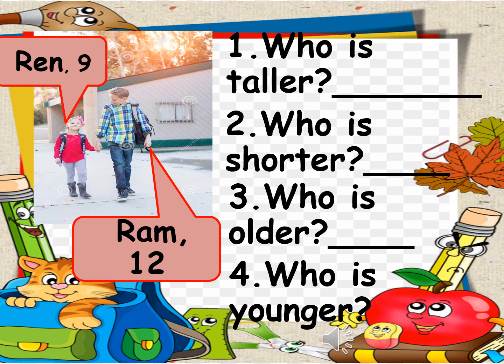What about number 3? Who is older? Look at their ages. You've got it. Ram is older than Ren.